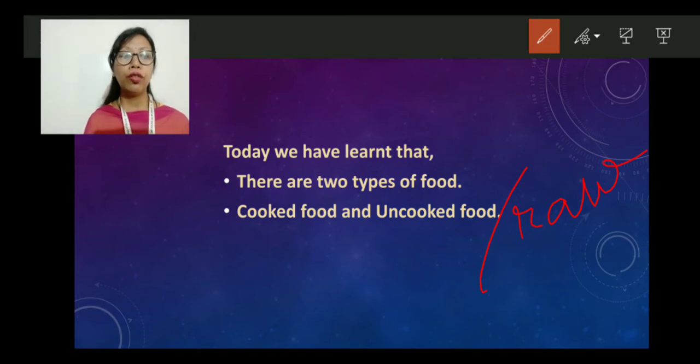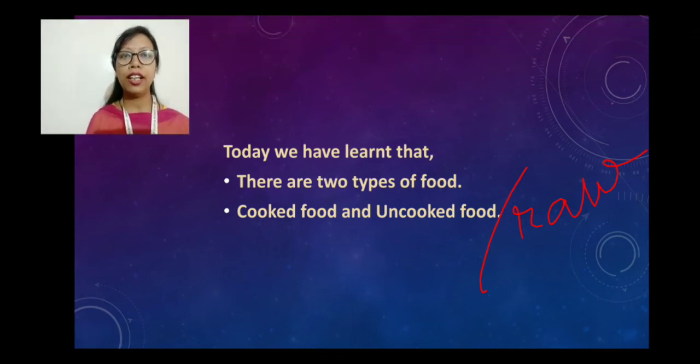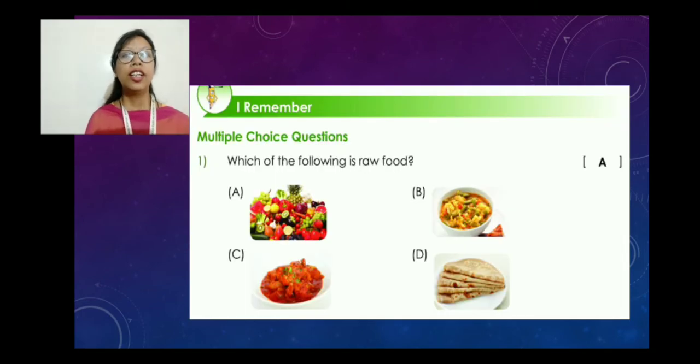The food which we eat after cooking are called cooked food, and the food which we eat without cooking are called raw food. So these two are the types, and I hope you will be able to identify the food items. If I show you, you will be able to identify the items which can be eaten raw and which can be eaten cooked. So let's come to the workbook now.